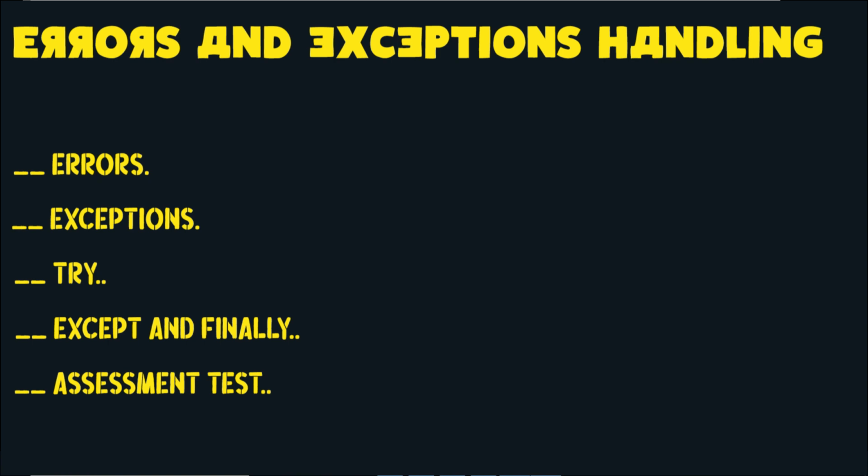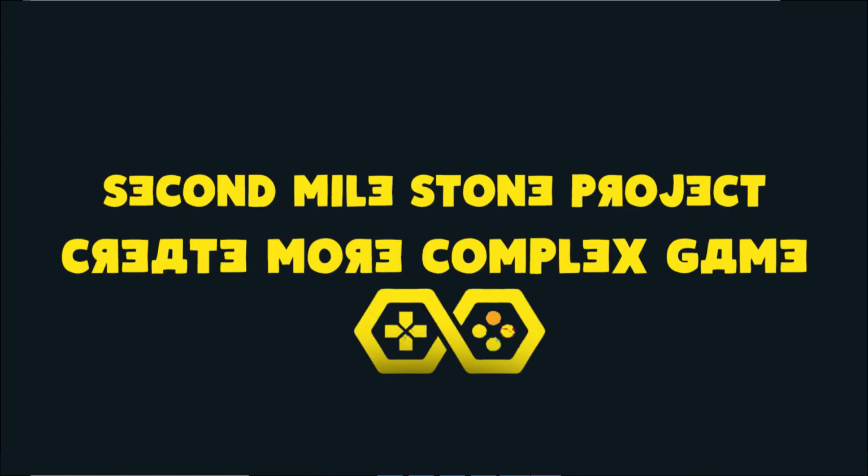That would be errors and exception handling. In this section, we'll look at what errors are, what exceptions are, what try, except, finally are, and how you can use them in your code in order to make better programs. At the end of the section, I will top you off with a test in order to test your skills, as usual. And after that section, you will have another milestone project that would be creating a more complex game. And as always, no need to worry.